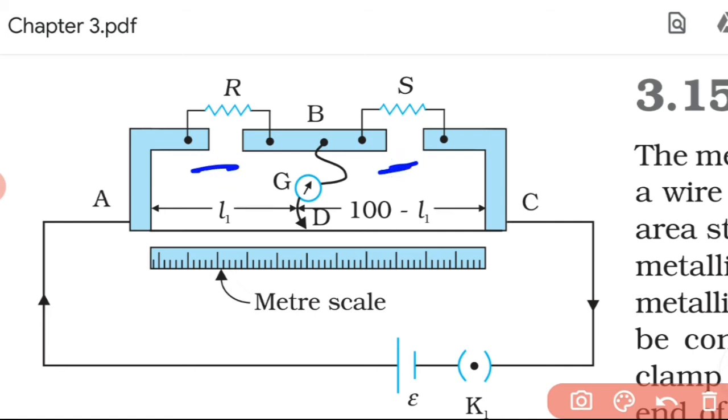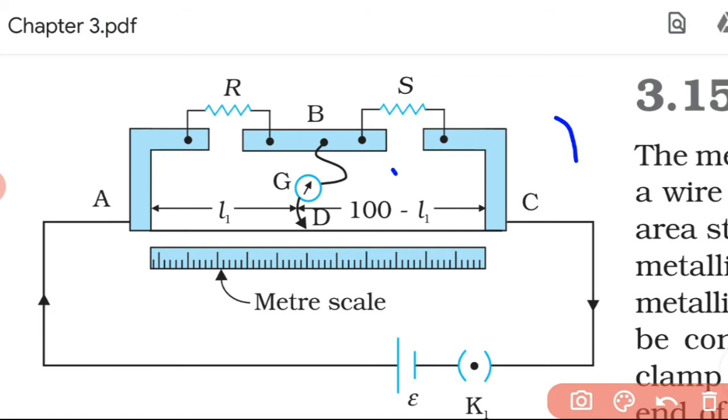Our next point of discussion is how to connect the meter bridge as a Wheatstone's bridge. It is a Wheatstone's bridge, we said. So how to connect it? Between the points A and C we connect a cell and a key. In the first gap a resistance R is connected, and in the second gap another resistance S is connected.